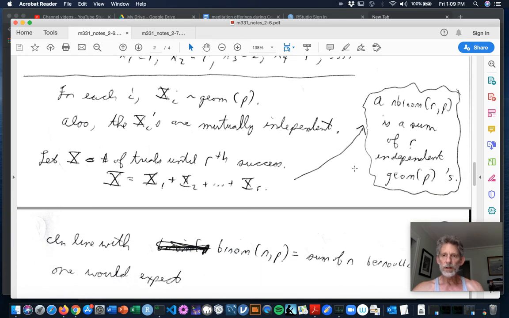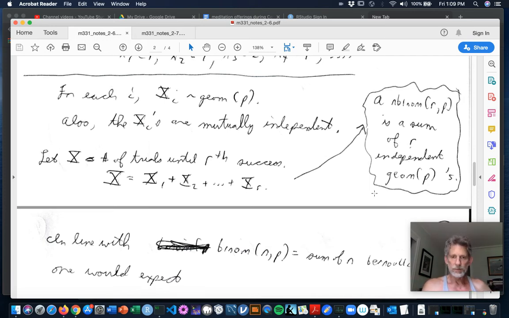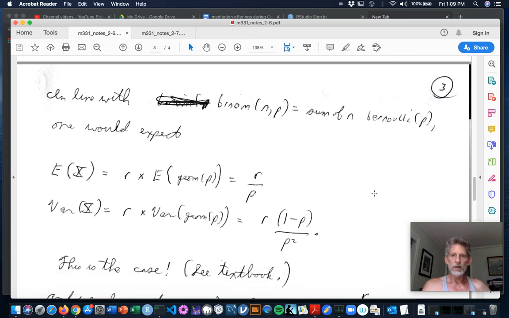So, a very important lesson to think about here: a negative binomial (r, p) random variable is a sum of r independent geometric p random variables. That's kind of in line with what we learned earlier about binomials. A binomial (n, p) is the sum of n Bernoulli p's, and they're independent of each other too.